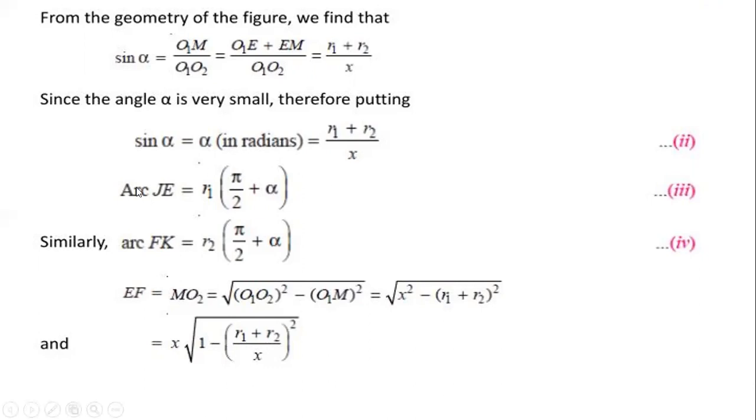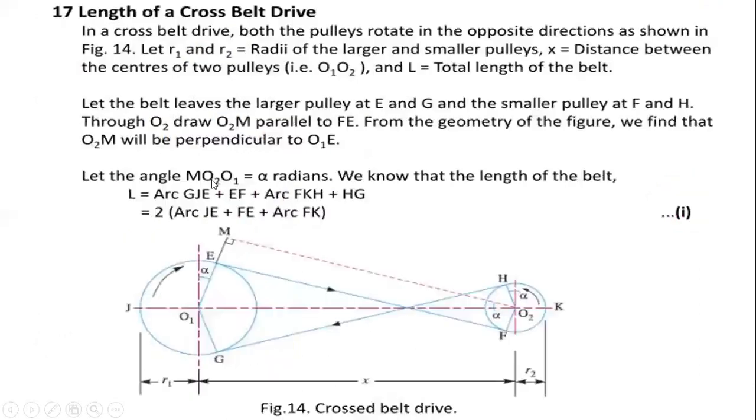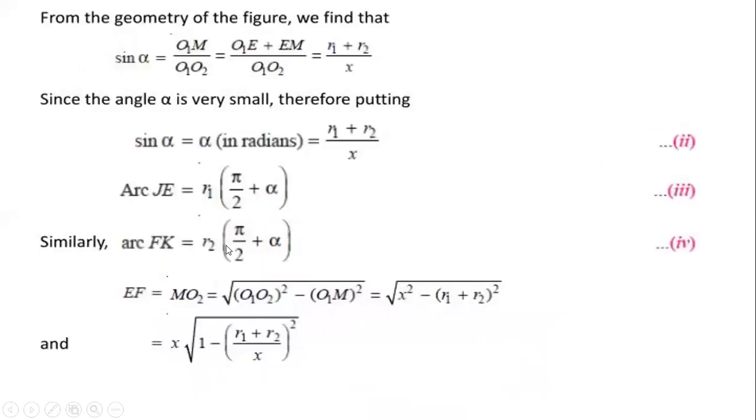Then the arc length has to be taken. I am taking the arc JE, since we can take any one of the lengths. So arc JE is equal to R1 into pi by 2 plus alpha. Here R1 is the radius of the driver pulley, pi by 2 is the angle, and alpha is the variant angle.